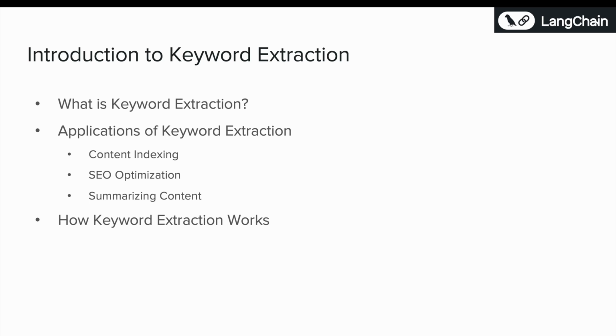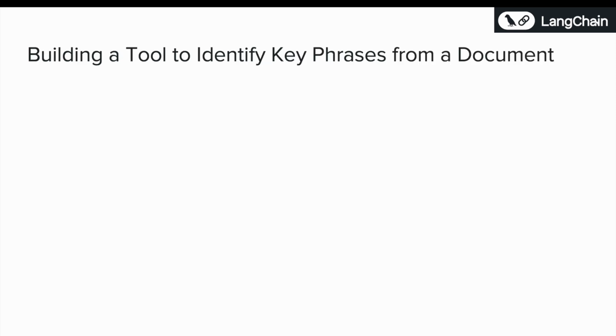Now that we know the basics of keyword extraction, let's get started by setting up our model with LangChain and Hugging Face. So, building a tool to identify key phrases from a document. Here, our objective would be to set up the keyword extraction model and build the core function for extracting keywords. Setting up the model. We'll use a model from Hugging Face that's fine-tuned for keyword and phrase extraction. One option is ml6team/keyphrase-extraction-distilbert-inspec, which is trained on keyword extraction tasks.